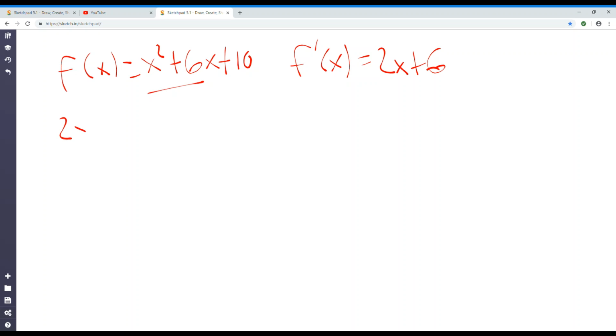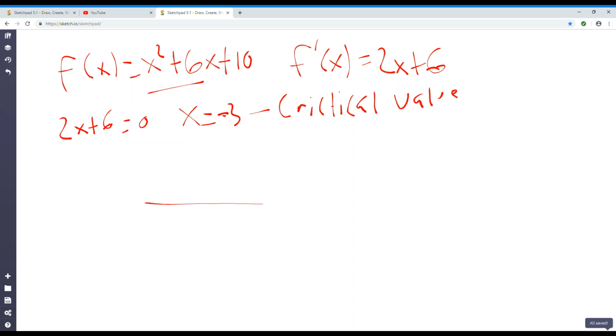And I said we need to set our derivative equal to 0 or undefined. Here we can't have anything undefined. We can only find our zeros, which is -3. Basic algebra. -3. So what does -3 represent? This is our critical value. -3 is our critical value.